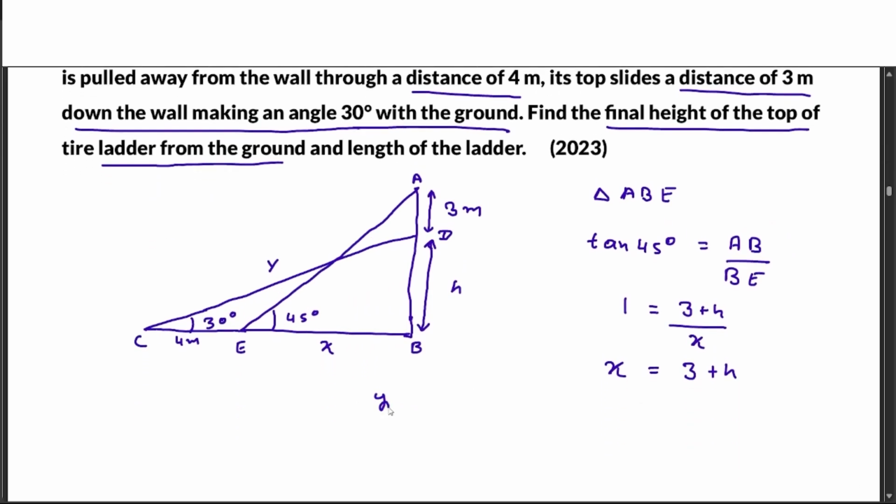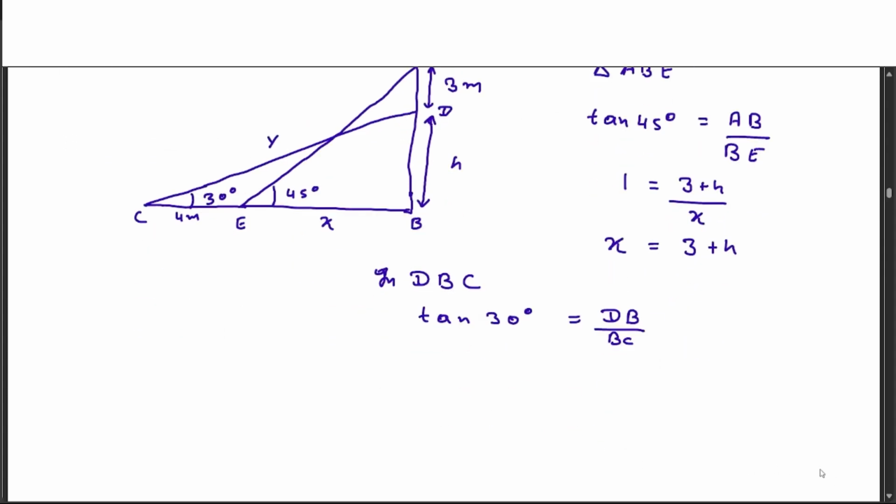Now in the same way we can take another triangle. In triangle DBC, the triangle after the ladder is shifted, we can take tan 30 degrees. Tan 30 degrees is again DB over BC. You already know the tan 30 value is 1 over root 3, that is equal to DB, you can say H, and BC is 4 plus X.